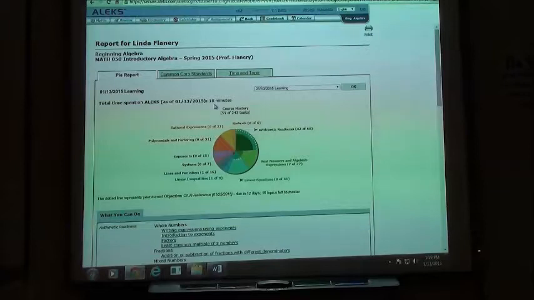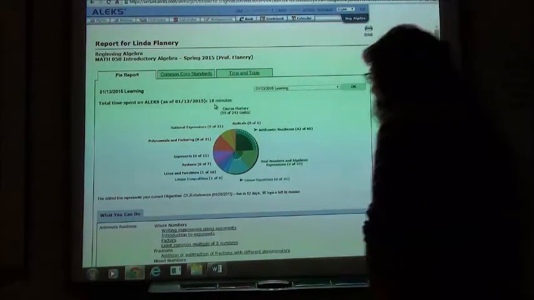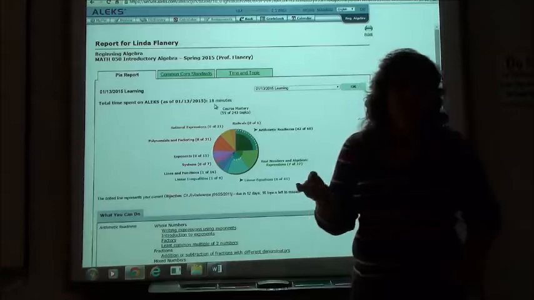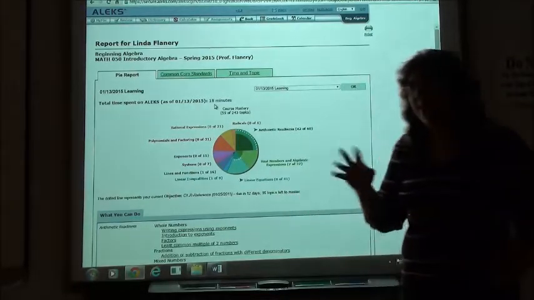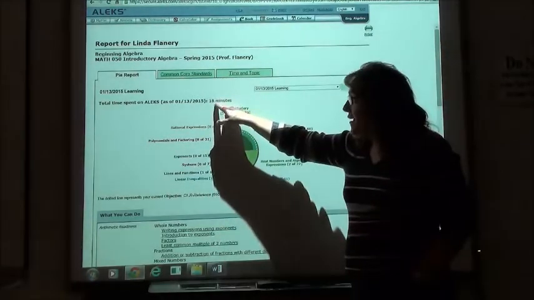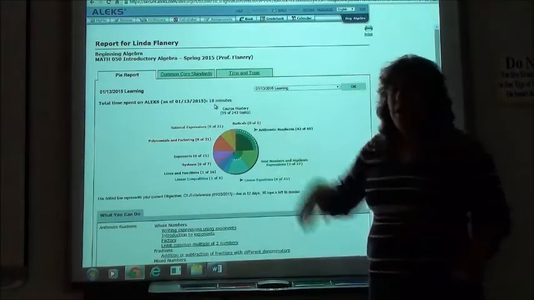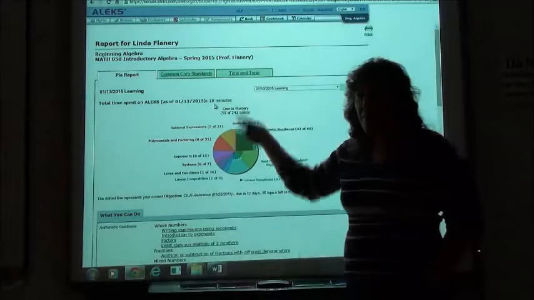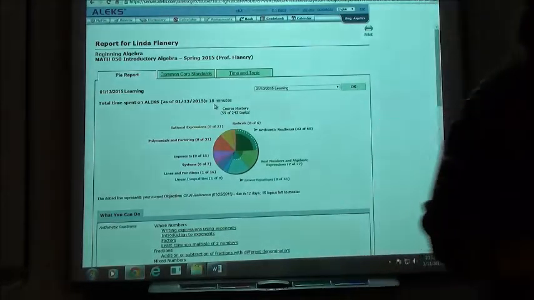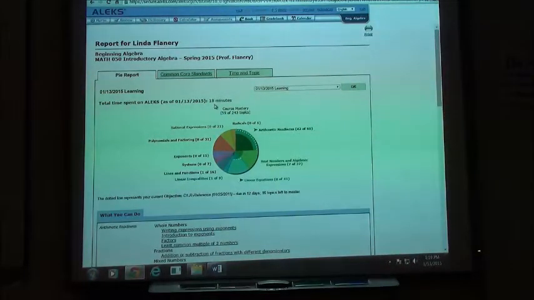We said the goal each week was to put in how many hours? 6 hours a week. We will have about 4 hours of class. Actually, we have more than 4 hours of class, but I talk part of the time. Right now it says I've spent 18 minutes on Alex. Those of you who were here yesterday and took your pretest, maybe you have closer to an hour on Alex. But your goal is to put in about 6 hours a week.